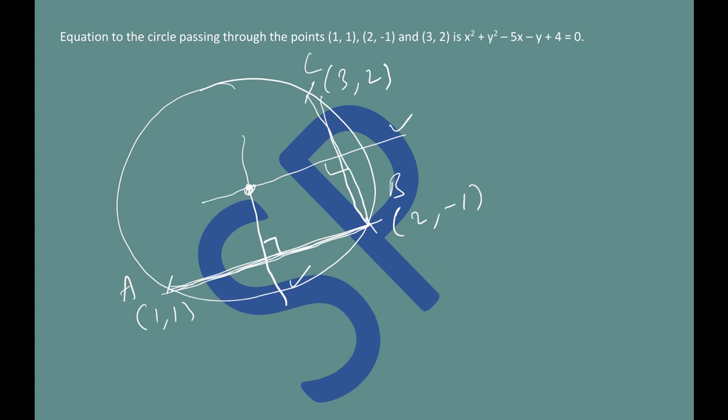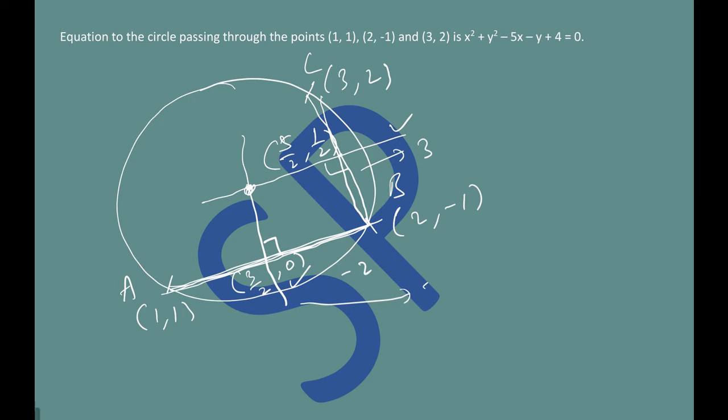What is the slope of AB? It is 2 by -1, that is -2. And what is slope of BC? It is 3 by 1, so its slope is 3. Now let me write the midpoints here. This point is (3/2, 0). And over here, this midpoint is (5/2, 1/2). As the slope of AB is -2, the slope of its perpendicular bisector will be 1/2.